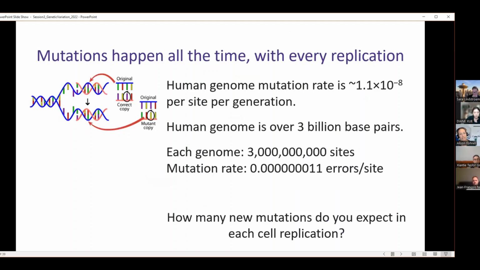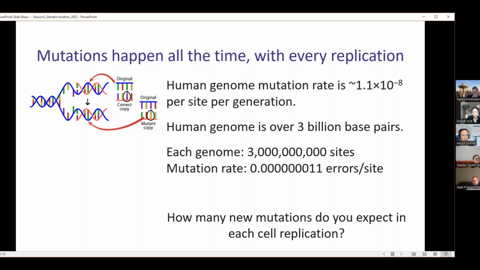So mutations happen all the time. Every time a cell replicates, the genome is also copied. And the human genome error rate in the copying, so this mutation rate, is about 1.1 times 10 to the negative 8 per site per generation. So this is not very much, right? We have a very, very efficient and effective quality control mechanism in terms of our DNA copying.